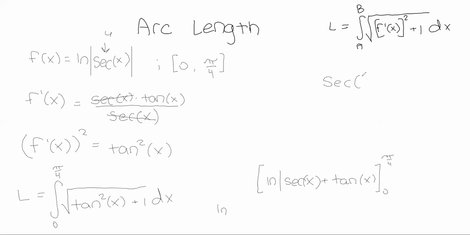We want to find secant of pi over 4 real quick. It'll help us to find out what the cosine of pi over 4 is, because cosine and secant are reciprocals of each other. So cosine of pi over 4 is going to be 1 over square root of 2. But if we rationalize it, we get square root of 2 over 2. If we take the reciprocal of that, we get 2 over square root of 2, but then we have to rationalize again. So we're actually going to get 2 square root of 2 over 1.